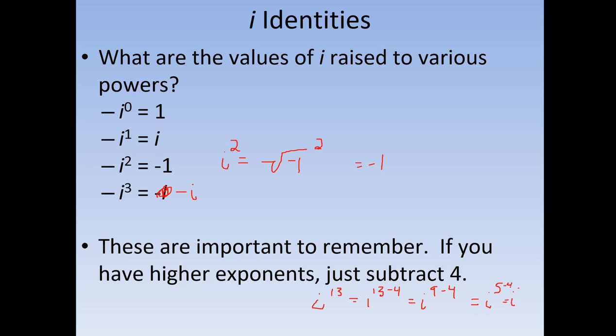Subtract 4 from it one last time, and I get 1. So i to the first, as we saw here, is i. So that tells me that i to the 13 is equal to i. So that's what you could do whenever you have something raised to something above 3. But I'll show you how you can do really, really big numbers later on.